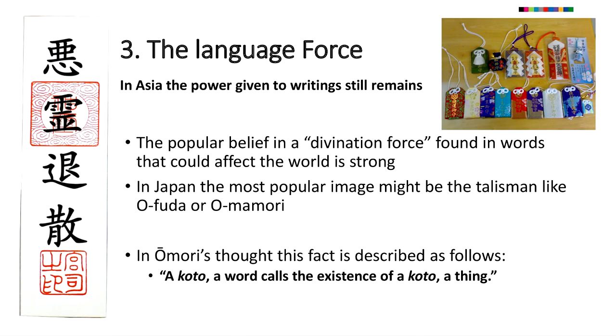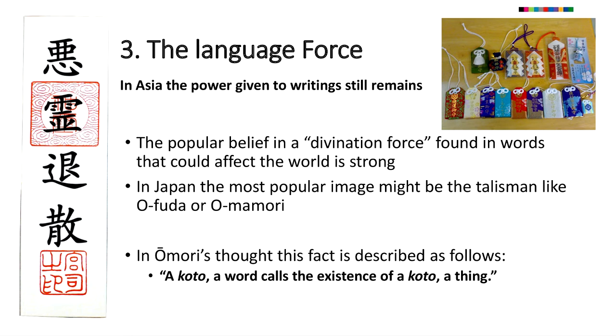So, about the language force, we have to know that in Asia, the power given to writing remains in very different places. The popular belief in divination force found in words that could affect the world is very strong in Asia. You can find that in China. There is a marvelous book about that written by Françoise Loart in the Royal Academy. And I'm going to give you the example so you will understand why. In Japan, the most popular image might be the talisman, like ofuda or omamori. So here is the ofuda. And basically, people just hang it in the house in order to protect the house from bad things. Okay, so it's words that protect their home, basically, right?